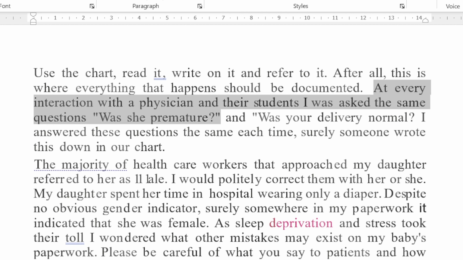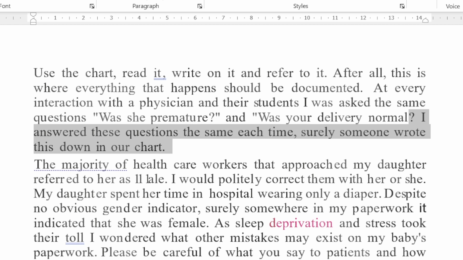And was your delivery normal? So the speaker is saying that every time they met with a doctor and their students, they were asked the same questions. The questions were about whether the speaker's baby was born earlier than expected and whether the delivery of the baby was without any complications.